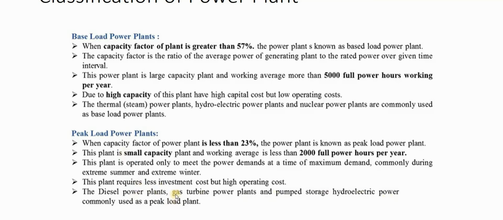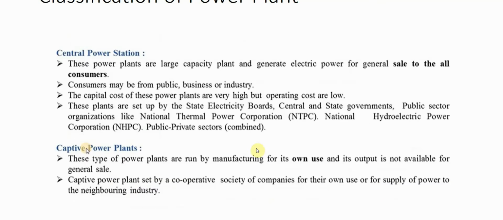So if the capacity factor is 57%, how many hours this plant will be operating throughout the year? We want to calculate the hours. So 57% is the capacity factor, and total hours in the year is 8760, you will multiply 8760 with 0.57. So what's the answer? It will be nearly 5000 hours. So it will operate for about 5000. Okay. So similarly peak load power plants where the capacity factor is less than 23%, and same you can calculate.